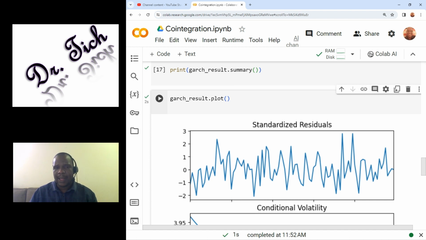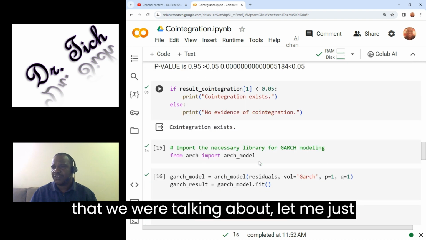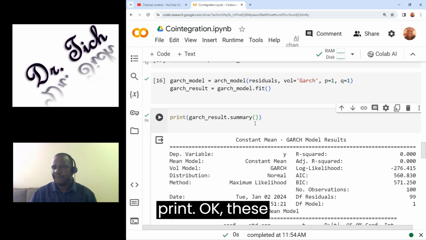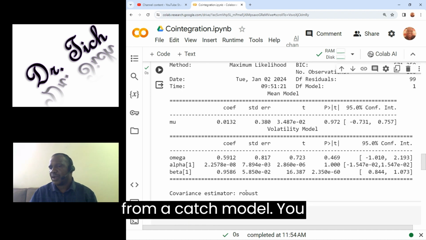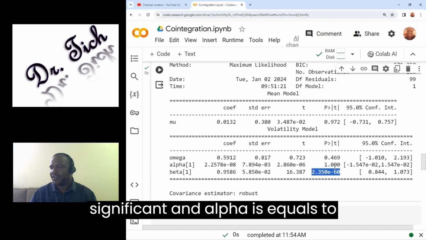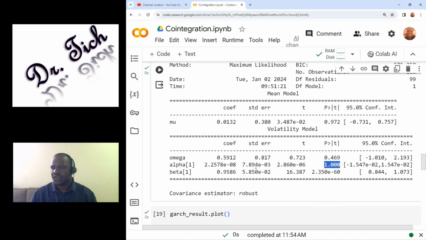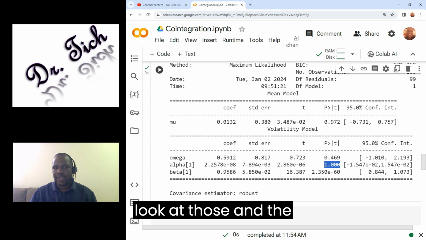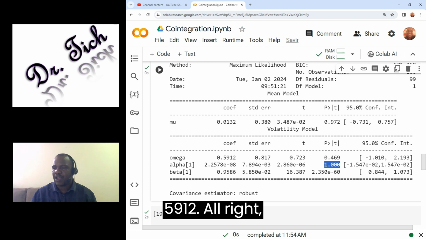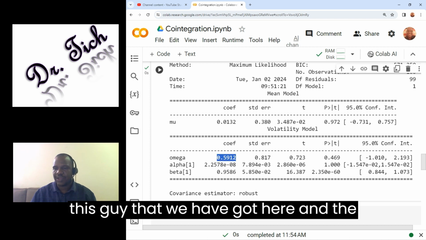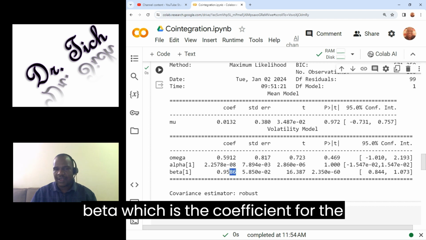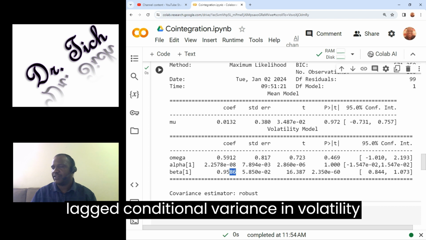Okay, so now that we have got the results that we were talking about, let me just go up here a little bit and then say results. Oh, it's a plot. I want to print. Okay, these are the general results that we get from a GARCH model. You can tell that this is not significant. Here it's not significant, but beta is significant, and alpha is equal to 1. It's also not significant. And so you look at those, and the constant term in the volatility, which is approximately equal to 0.5912, this guy that we have got here, and the coefficient of the lagged squared return, this guy, alpha, and then beta, which is the coefficient for the lagged conditional variance in the volatility equation.